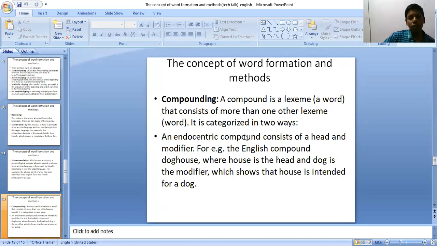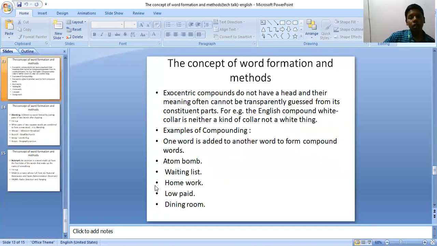It is categorized into two ways. An endocentric compound consists of a head and modifier. For example, the English compound doghouse, where house is the head and dog is a modifier, which shows that the house is intended for a dog. Exocentric compounds do not have a head and their meaning often cannot be transparently guessed from their constituent parts. For example, the English compound white collar is neither a kind of collar nor a white team.